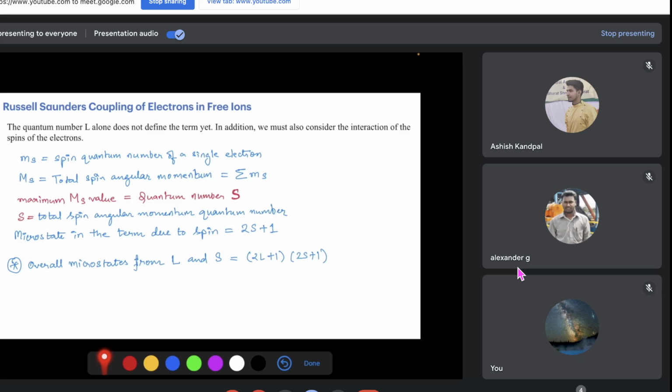Also, the spin quantum number ms of a single electron can be either plus half or minus half. When the spins of the electrons interact, their spin quantum numbers add up and define the total spin angular momentum as capital MS. So the number of microstates due to the spin-spin interaction that belong to the term is 2S plus 1, and this is also known as the spin multiplicity.